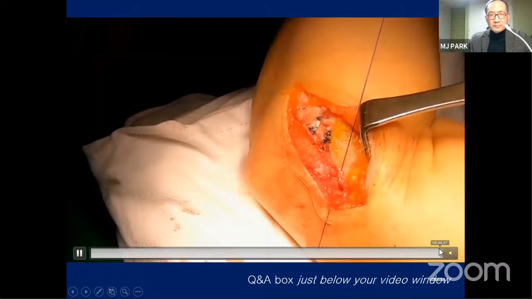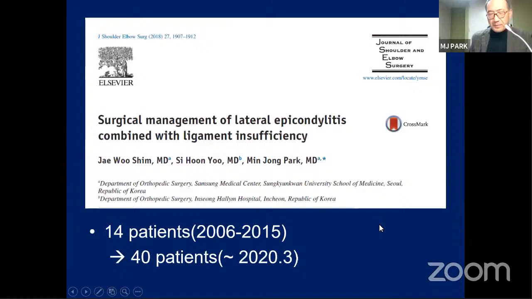So I reported the 40 patients several years ago about this. And now I have more than 40 patients, the number of patients is increasing.